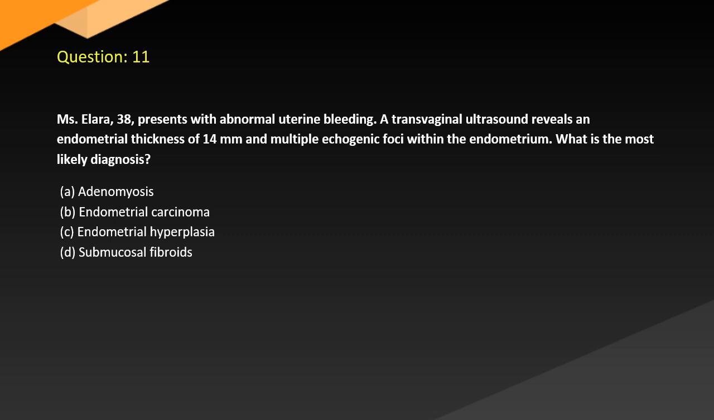Question 11. Ms. Lara, 38, presents with abnormal uterine bleeding. A transvaginal ultrasound reveals an endometrial thickness of 14 mm and multiple echogenic foci within the endometrium. What is the most likely diagnosis? A. Adenomyosis. B. Endometrial carcinoma. C. Endometrial hyperplasia. D. Submucosal fibroids.